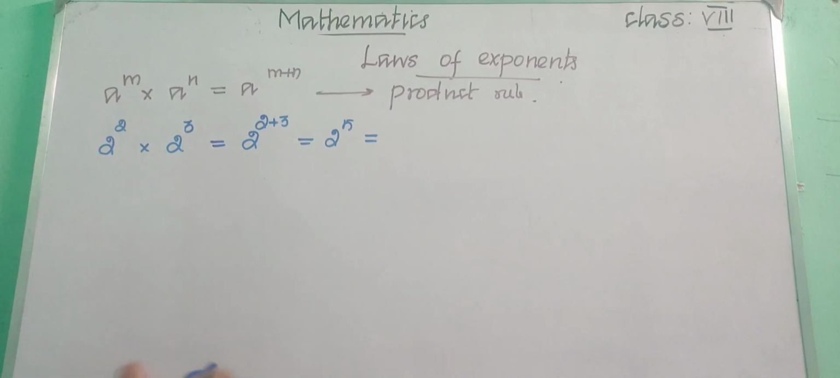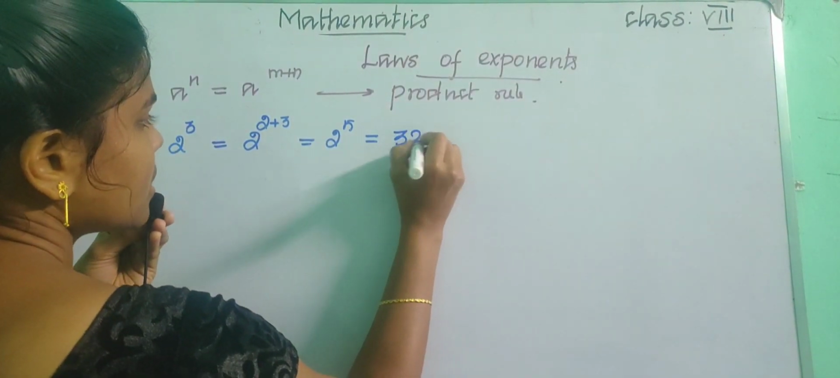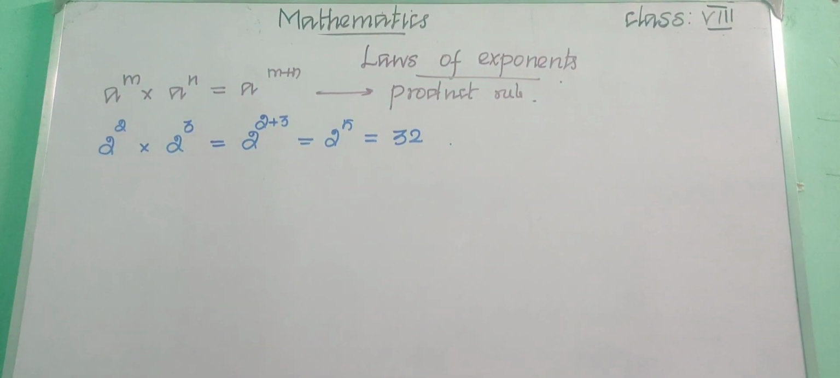So 2 power 5 is 32, right? 32. Okay, now we got the answer. So this is called product rule. Okay, so what is product rule? A power m into a power n equals a power m plus n. So product rule, how will you write? A power m into a power n equals a power m plus n. It is the product rule.